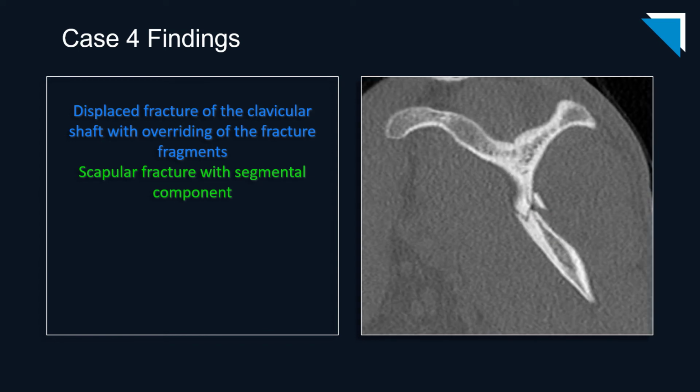If you were unlucky enough to miss this fracture on the axial series, it is much more conspicuous on the coronal and sagittal images. So just another reminder to always review those series if you have them and ask for them if you don't.